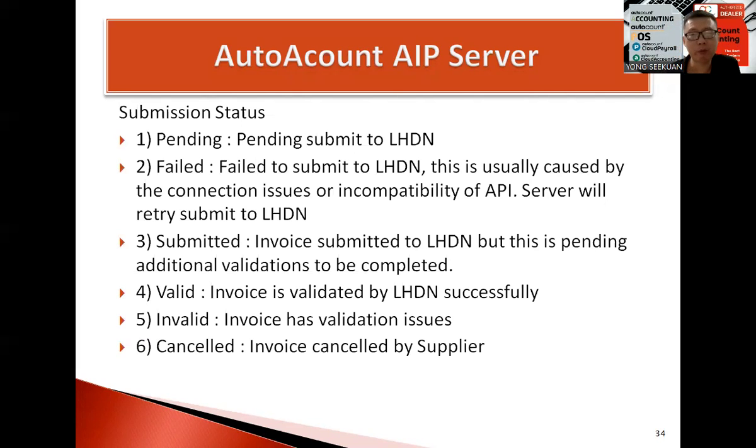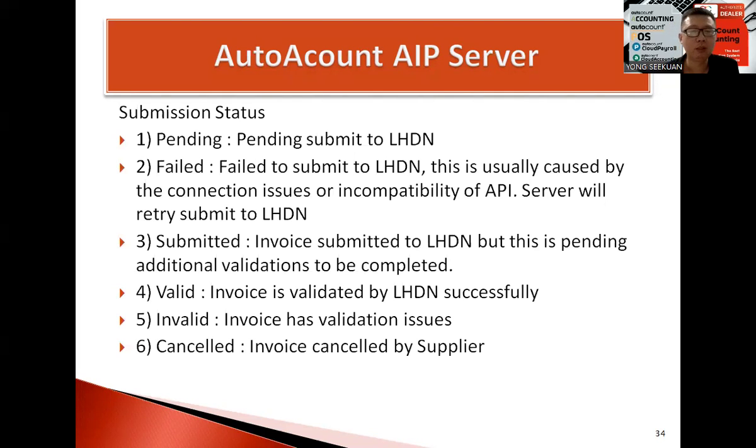What if our server already helped you submit to the LHDN server, but it failed? Maybe the server is down or the internet is down. In AutoCount, they will return a failure status to you, and we keep retrying until it becomes submitted. After it is submitted, LHDN will return the response to our server, and then it is valid, validated already. Invalid means something is wrong in your invoice details. Maybe the number is not correct, there is no address, or some field is not filled in correctly or is empty.